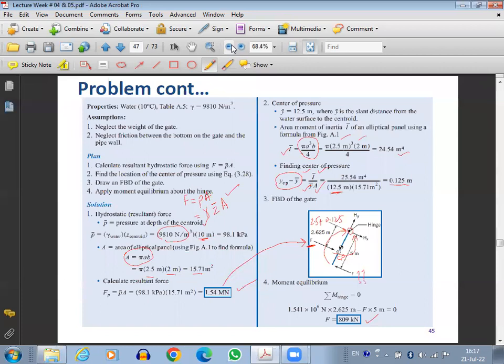Solution is done here. Is there anything within the solution which is not clear? This is not easy, but if you follow through the lecture properly, you won't find it difficult.